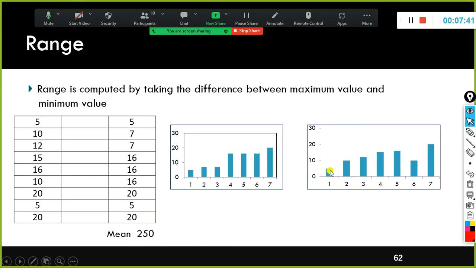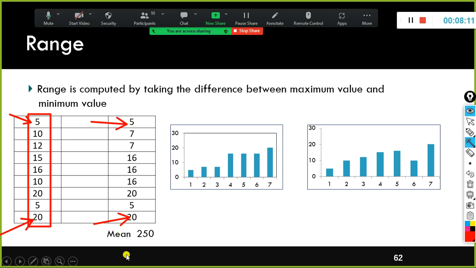We already discussed range. How do we compute the value for range? We compute the range by taking the difference between the maximum value and the minimum value. If you look at this data set, the maximum value is 20 here. The minimum value is 5 here. Similarly, in the other data set, the minimum value is 5 and the maximum value is 20 here.